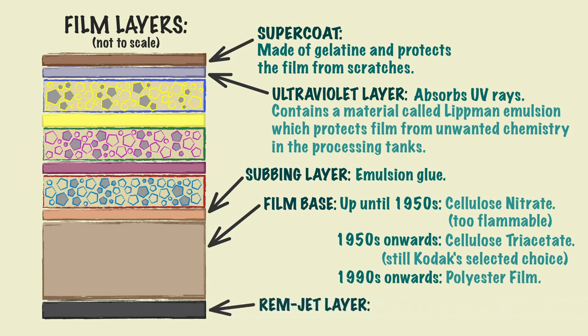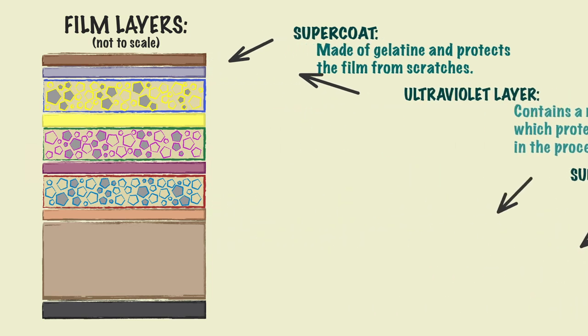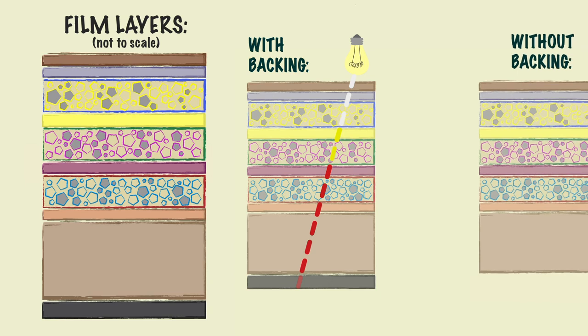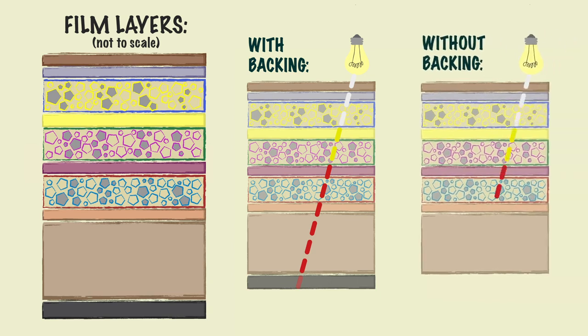There is also the REM jet layer, made from carbon black material. During exposure, this backing prevents light bouncing off the back surface of the film strip, as well as from the pressure plate in the camera. Without this backing layer, the film could be re-exposed, leading to halos around bright objects. This is an effect called halation, which is why the REM jet layer is also referred to as the anti-halation layer.